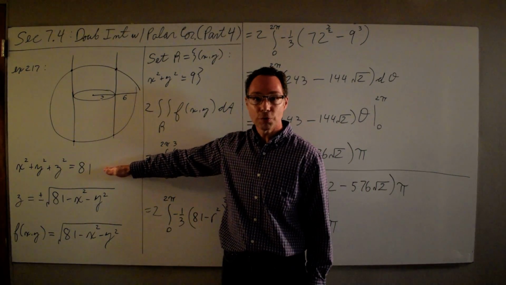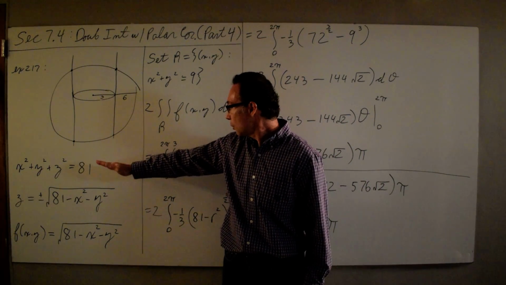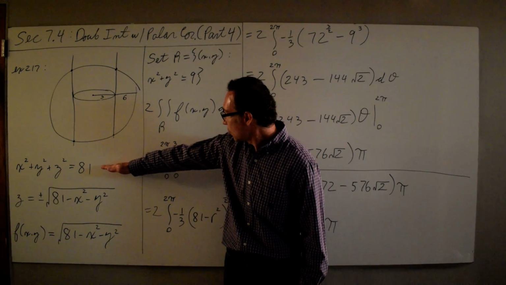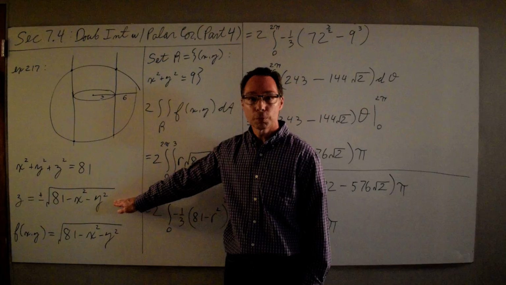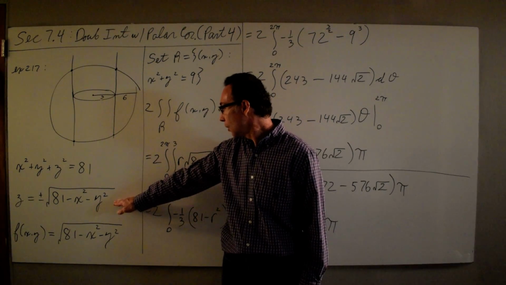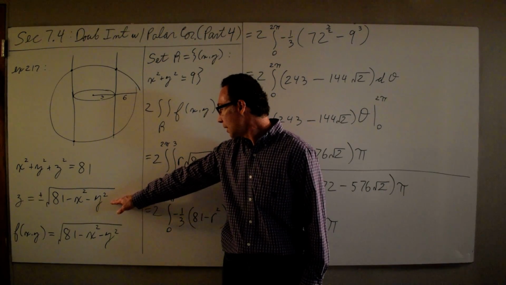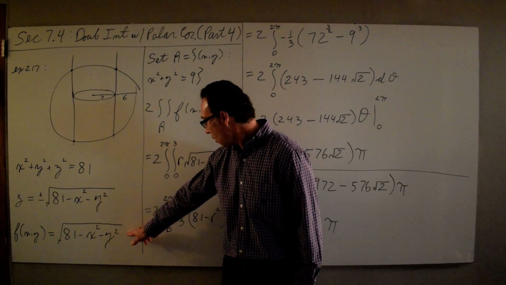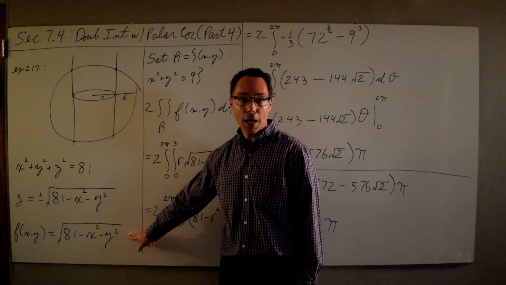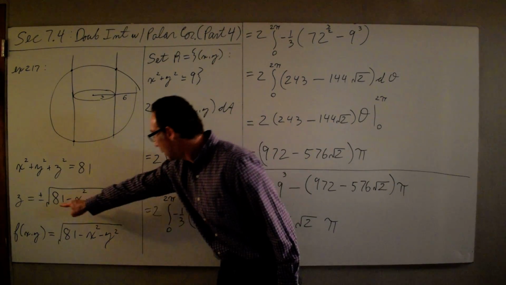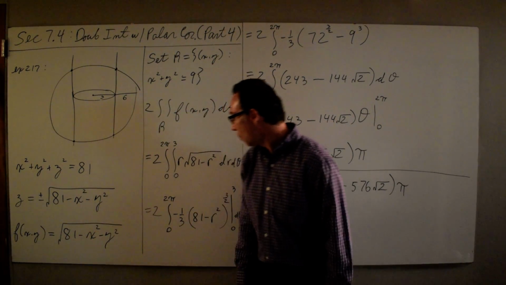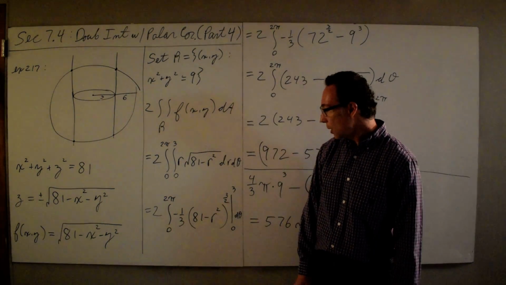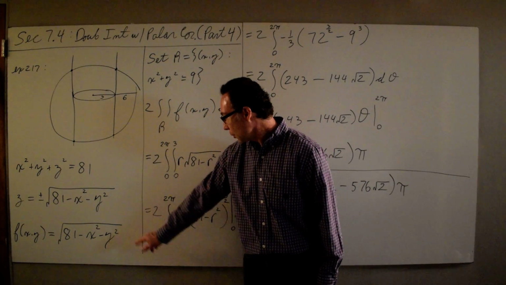Here's the equation of a sphere. We're going to write the top half of the sphere as a function of x and y. So if we simply solve for z, we have z as plus or minus the square root of the quantity 81 minus x squared minus y squared. So we'll let f of x y be the top half of the sphere. So we ignore the negative and we just have the square root of 81 minus x squared minus y squared. So this is our function.